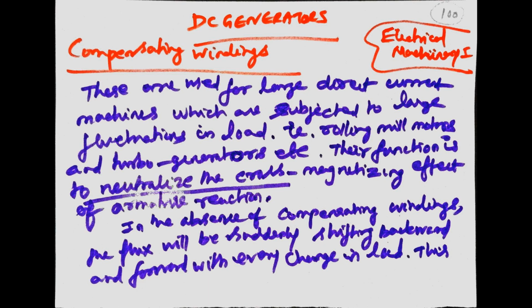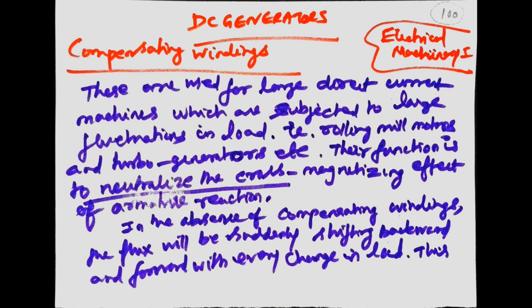Electrical machinery 1: DC generator, compensating winding and commutation. First, we discuss compensating windings. These are used for large direct current machines which are subjected to large fluctuations in load, that is, rolling mill motors and turbo generators, etc. Their function is to neutralize the cross magnetizing effect of armature reaction.